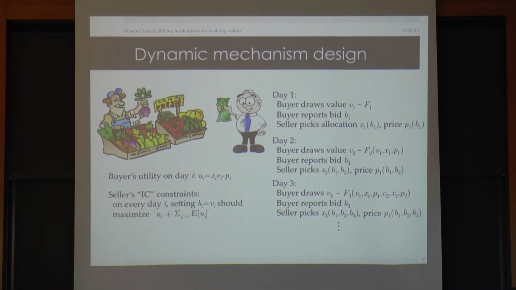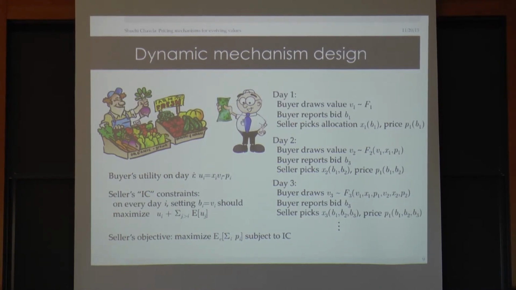Okay? And so the seller's IC constraint now is that on day i, if the buyer thinks about his utility today plus his expected utility in the future, then this entire thing is maximized by setting the bid equal to the value. And now once again, we want to maximize the seller's entire revenue summed over all the days, subject to this kind of IC constraint playing out every day.